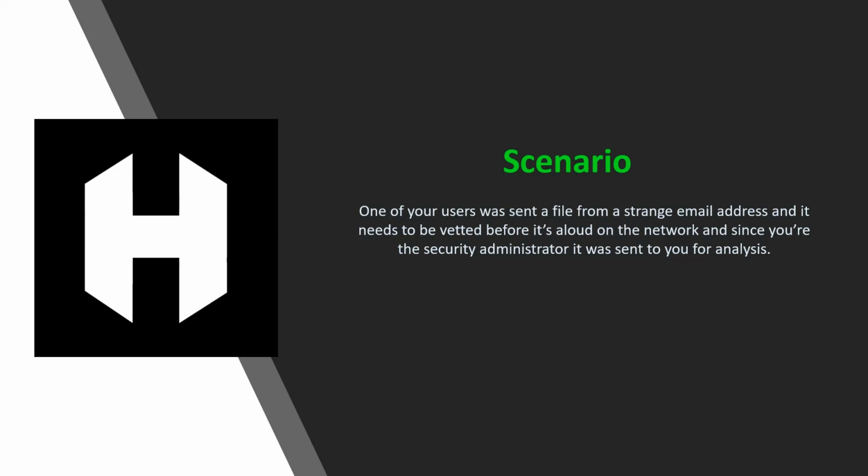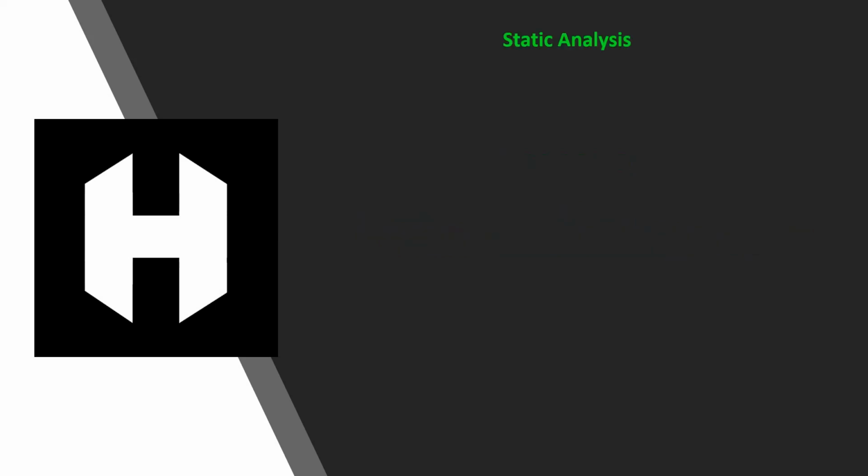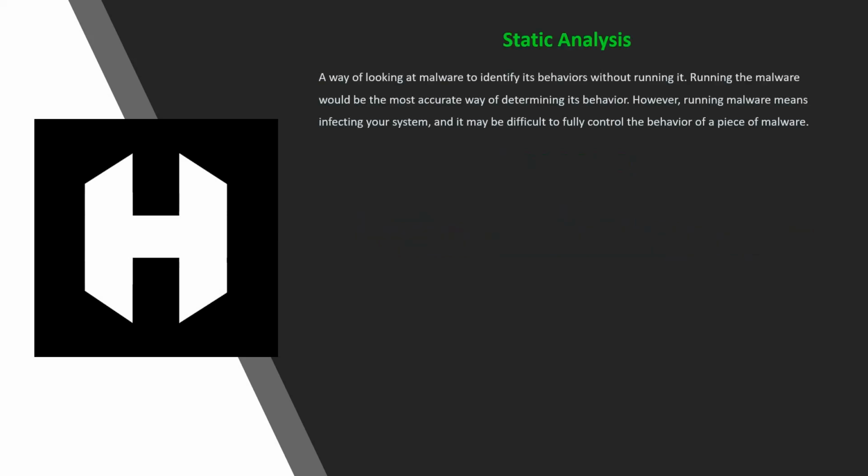So again, there's two ways to go about doing this. The first way is through static analysis, and what that means is that it's a way of looking at malware to identify its behaviors without having to run the code. Even though running the malware would be the most accurate way to determine its behaviors, it also means that you're going to have to infect your system, and it may be difficult to fully control the behavior of an unknown piece of malware.